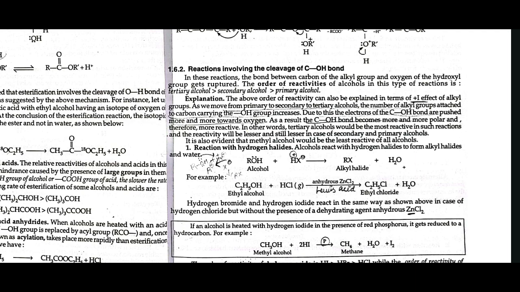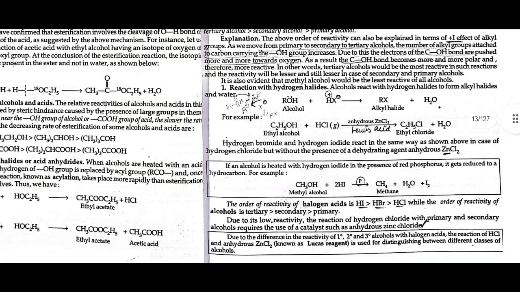Explanation. The above order of reactivity can also be explained in terms of the plus I inductive effect of alkyl groups. As we move from primary to secondary to tertiary alcohols, the number of alkyl groups attached to the carbon carrying the OH group increases. Due to this, the electrons of the C-O bond are pushed more and more towards oxygen. As a result, the C-O bond becomes more and more polar and therefore more reactive. In other words, tertiary alcohol would be most reactive in such reactions, and the reactivity will be lesser and still lesser in case of secondary and primary alcohols.